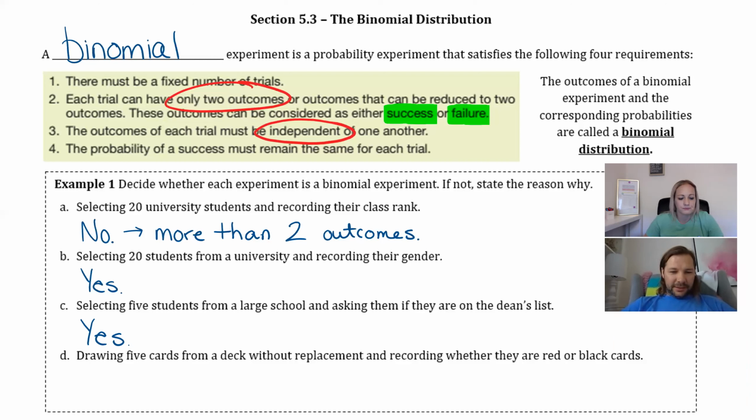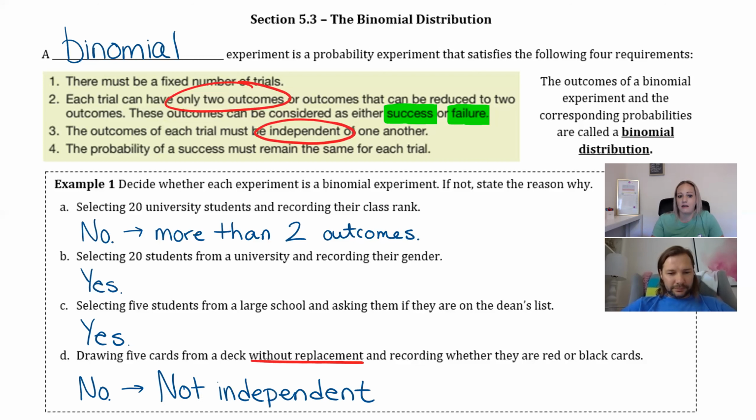I'd say, I mean, I want to say yes because it's just red or black, but then there's also that you're not replacing it. So there's some dependency on what you picked previously. Yeah, exactly. So there's 5 cards, so there's a fixed number of trials. Red or black means there's only 2 outcomes. But the fact that it's without replacement means that the trials are not independent of each other. So since you're going to hold on to a card, that's going to change the probability of the next card that you draw. So that would not be an example of a binomial experiment.